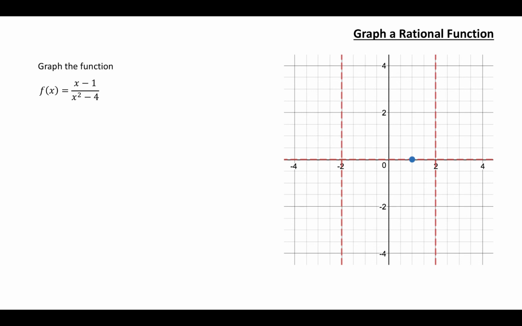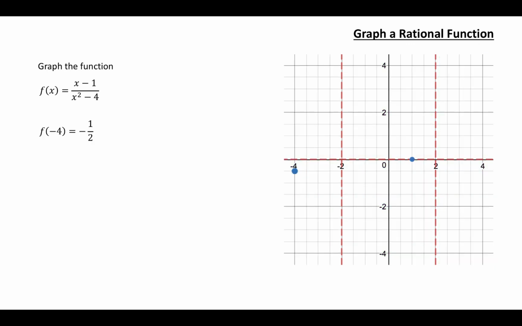We can divide the coordinate plane into 3 parts using the vertical asymptotes as boundaries. We would have the part of the coordinate plane where the x values are less than negative 2, the part where the x values are between negative 2 and 2, and the part where the x values are greater than 2. So we'll plot some points in each one of these areas in order to find out what the graph looks like.